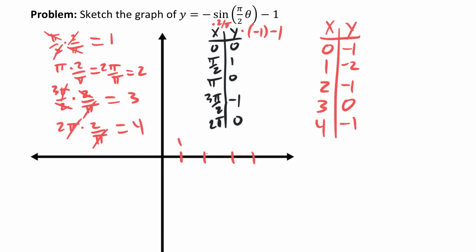These are like the nicest x values we've had all day. They don't have any pi's in them. They're not super weird. They're just kind of nice. And then for the y values, we have minus 1 and minus 2. All right, let's go ahead and sketch away. So 0, negative 1, 1, negative 2, 2, negative 1, 3, 0, and 4, negative 1.